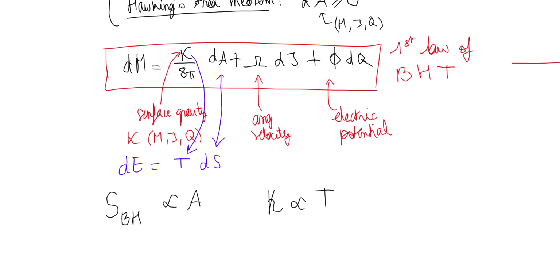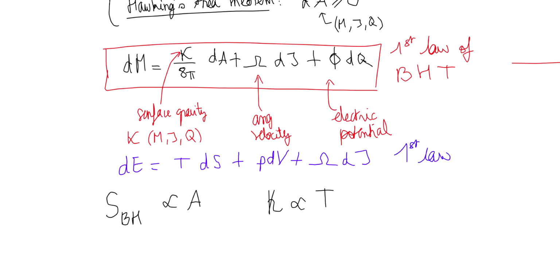And of course, in the first law of thermodynamics there is also the work term, which is PdV, and this we never consider in thermodynamics. But if you have a rotating object, then you must consider the angular velocity and the differential of angular momentum. All right, so if we go back to the entropy problem, then we can say the entropy of a black hole must be proportional to its area, and its surface gravity must be proportional to its temperature.